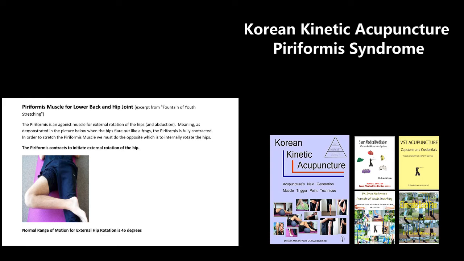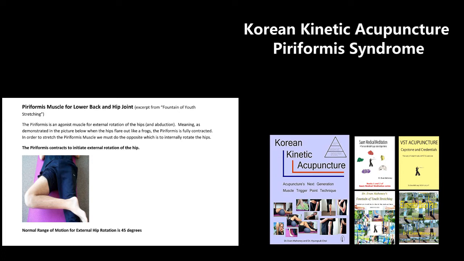And then the piriformis muscle for lower back and hip joint, from Fountain of the Youth stretching. So the piriformis is an agonist muscle for external rotation of the hips and abduction, meaning as demonstrated in this picture below, when the hips flare out like a frog, the piriformis is fully contracted. In order to stretch the piriformis, we must do the opposite, which is to internally rotate the hips. So the piriformis contracts to initiate external rotation of the hip, which is what this position is. This is external rotation of the hip. The piriformis is contracting. It's the agonist which initiates this range of motion.